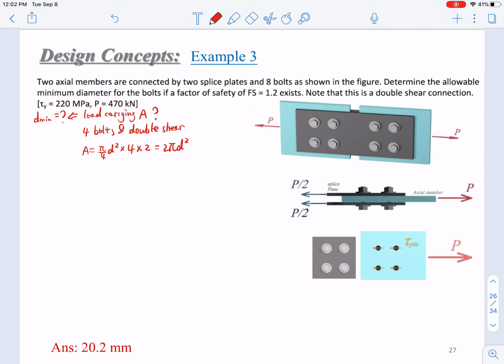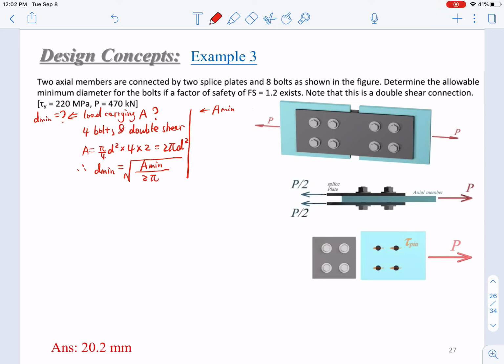Okay, so based on this, the D minimum can be calculated from A minimum over 2 pi. Right, so this is the equation we just derived to solve this minimum D. To achieve this, we will need to find out the minimum area. So what is the minimum area?